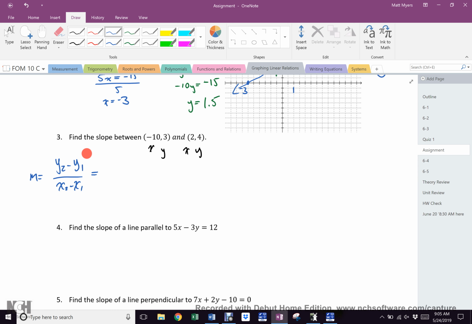So I look at this and I say this guy is going to be x1. So I can do minus minus 10 and make it a plus. So if this guy is x1, what's this? y1. And what's this? x2. And what's this? y2. So now all I do is fill it in. 4, which is y2, minus y1, 3 over x2, 2, minus minus 10, which is plus 10, which gets me 1/12. And that is your slope for 2 marks.